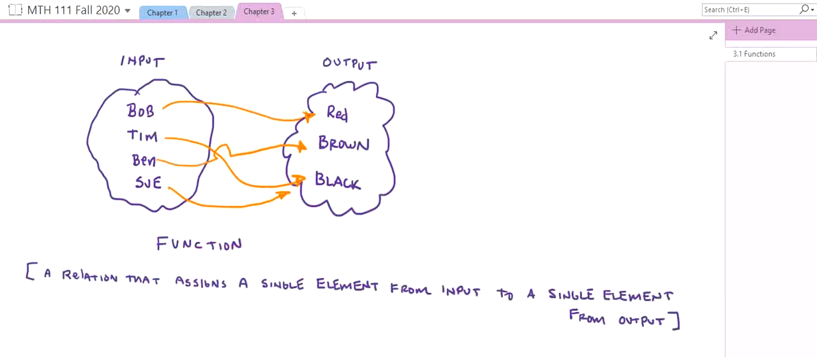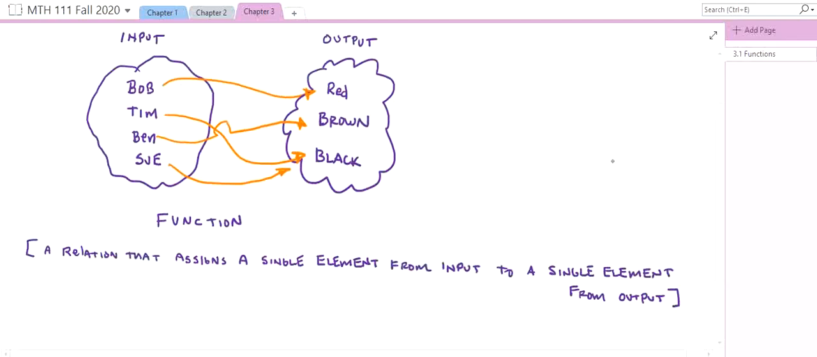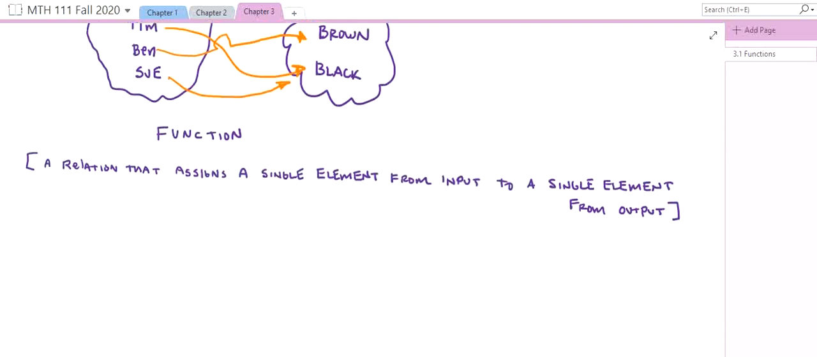That is, a function is a relationship, like this Bob, Tim, Ben, and Sue, that assigns a single element from the input, for example, say Tim, to a single element from the output. Tim is assigned to just one element from the output, and that is black. Sue is assigned one output, and it's also black. Bob is assigned one output, that's red. This is functional behavior. This is a function.